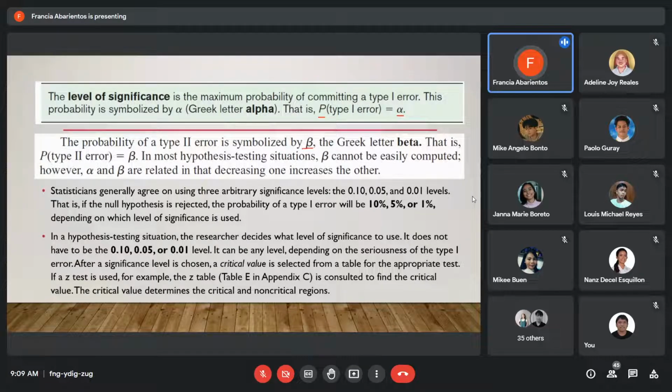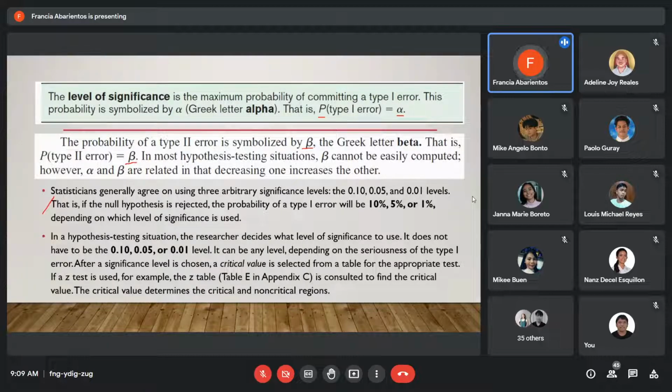So the type 2 error is beta. The probability of getting that is the beta. In most hypothesis testing situations, beta can be easily computed. However, your alpha and beta are related: decreasing one increases the other. So, magpo-fall na class yung statistician natin.